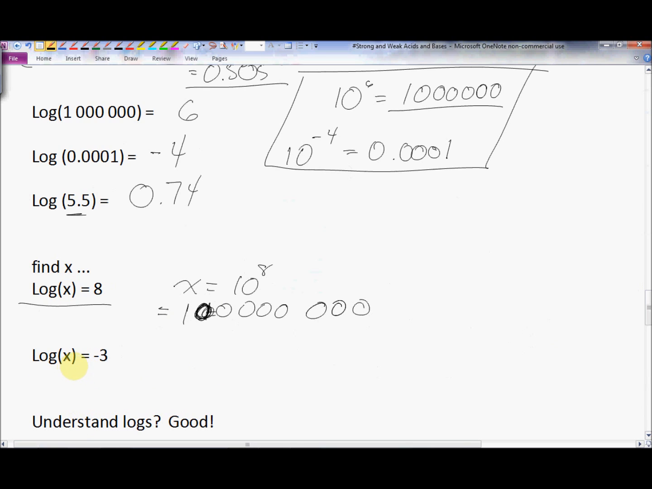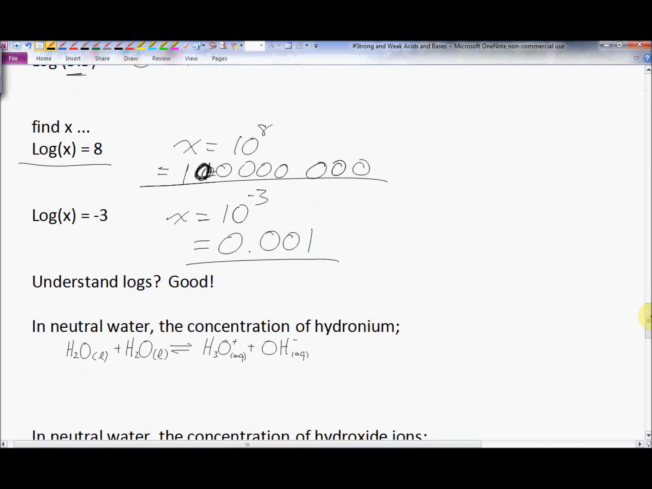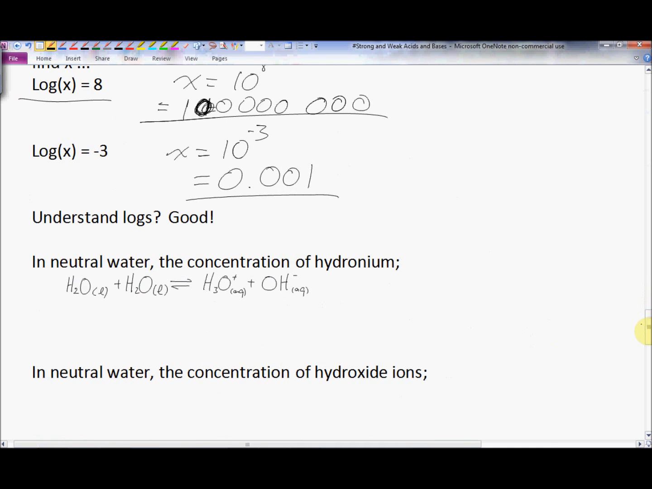Log of x is equal to negative 3. In other words, x is equal to 10 to the power of negative 3, or 0.001. So that's how you would solve those. I know I went through that quickly. Hopefully you've had some exposure to that in math class as well.